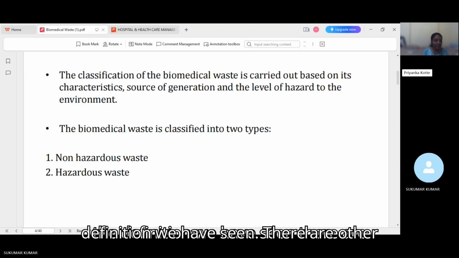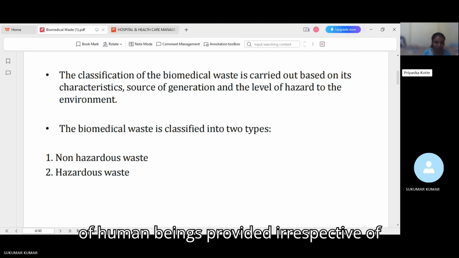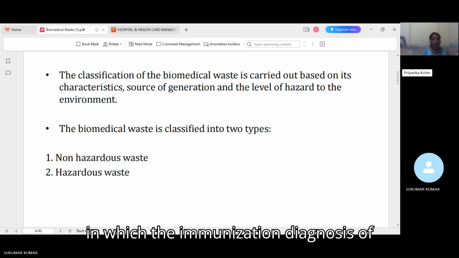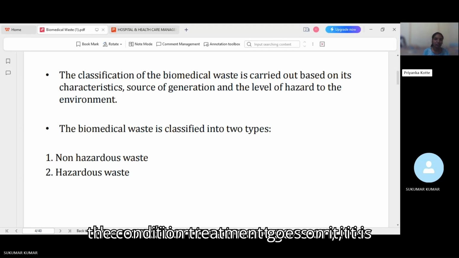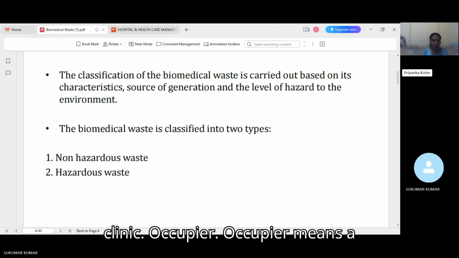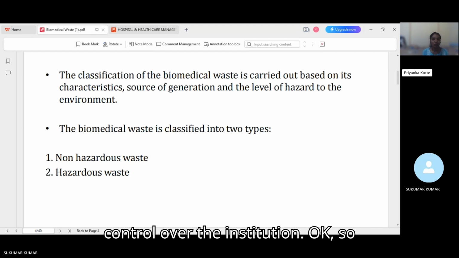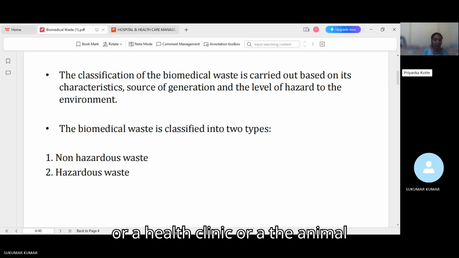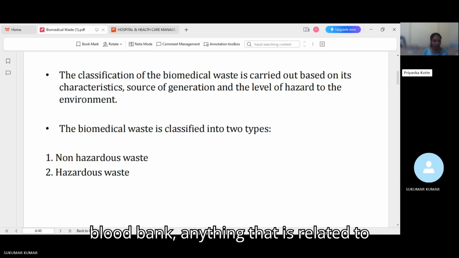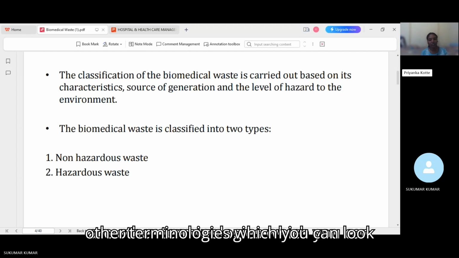In the definitions we have seen, there are other definitions including healthcare facility, which is nothing but diagnosis, treatment or immunization of human beings provided irrespective of the type and size of the health treatment system. So any organization in which immunization, diagnosis of the condition, and treatment go on is nothing but a hospital or a healthcare clinic. Occupier means a person who has administrative control over the institution. The institution is nothing but a hospital or a health clinic or an animal house or a pathological laboratory or blood bank, anything related to the medical service that they are producing. There are other terminologies which you can look into.